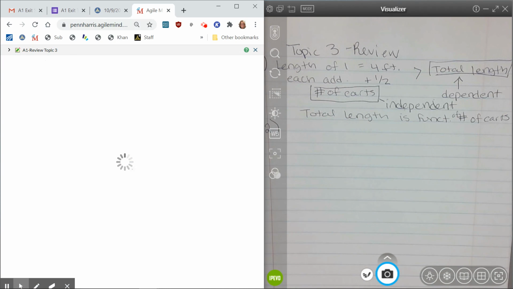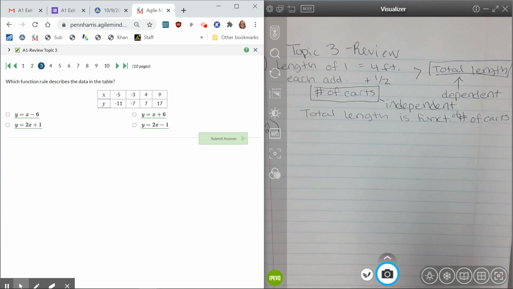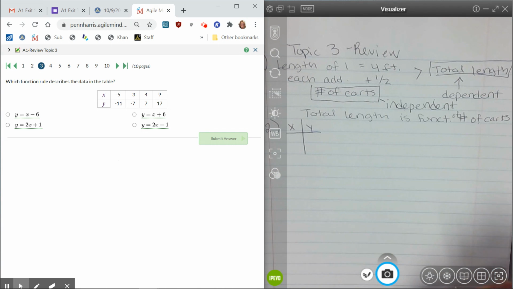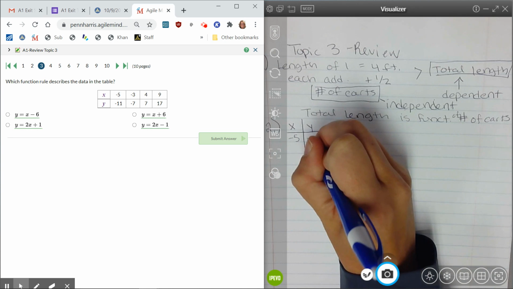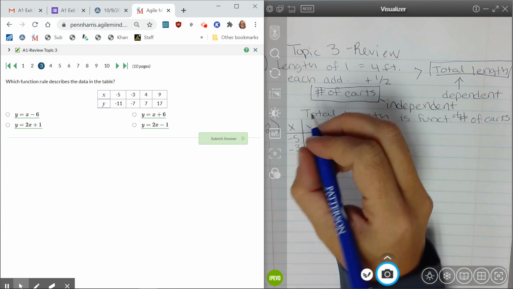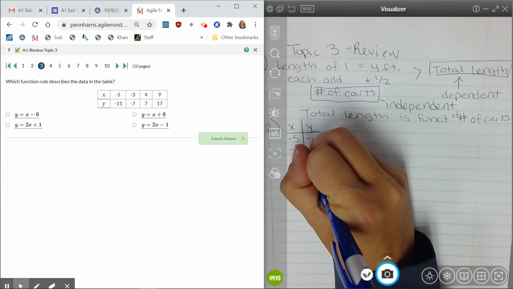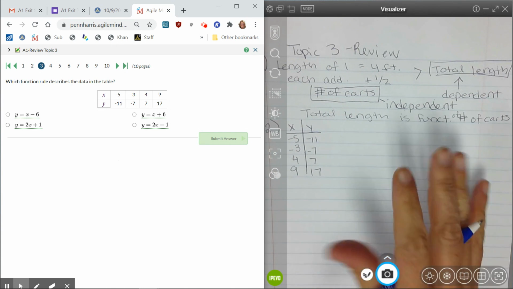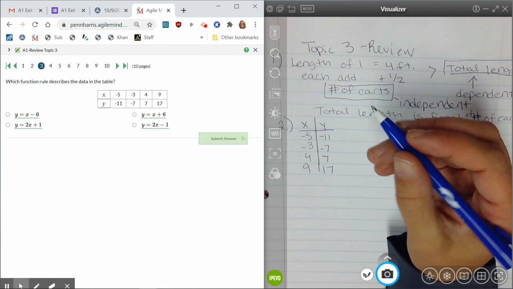Question 3. So on question here, it says, which function rule describes the data in the table? Okay, so the first thing we need to do, guys, I'm going to rewrite this table so it's up, down. I like my tables better this way. Okay, so it says -5 pairs with -11, -3 pairs with -7, 4 pairs with +7, and 9 pairs with +17. So the first thing I'm going to do here is I'm going to look for my change in variables.